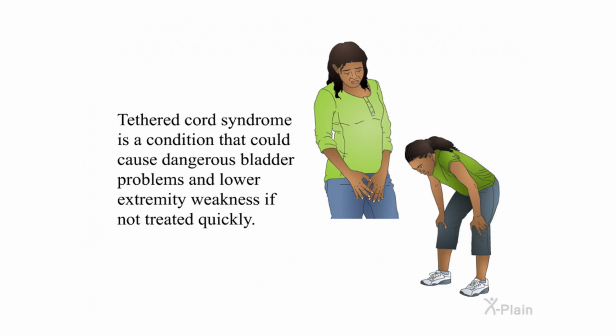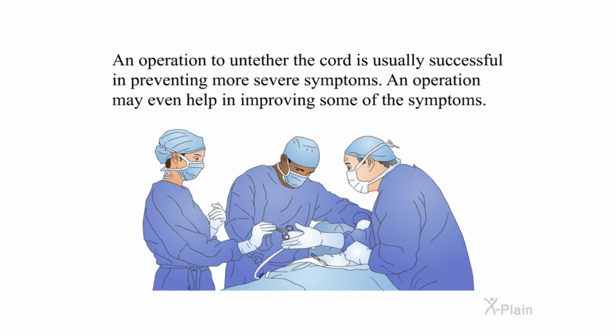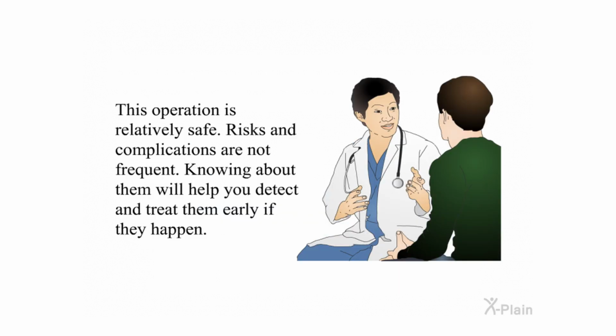Summary. Tethered cord syndrome is a condition that could cause dangerous bladder problems and lower extremity weakness if not treated quickly. An operation to untether the cord is usually successful in preventing more severe symptoms. An operation may even help in improving some of the symptoms. This operation is relatively safe. Risks and complications are not frequent. Knowing about them will help you detect and treat them early if they happen.